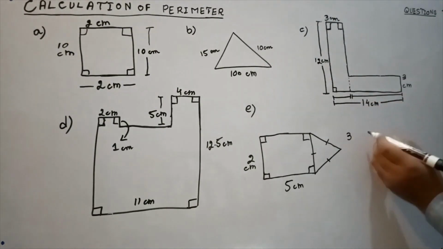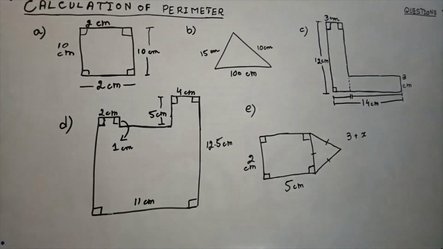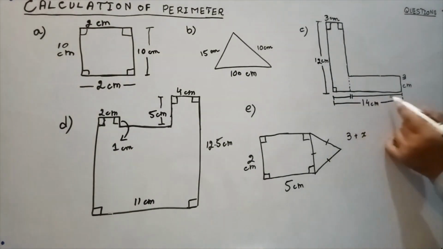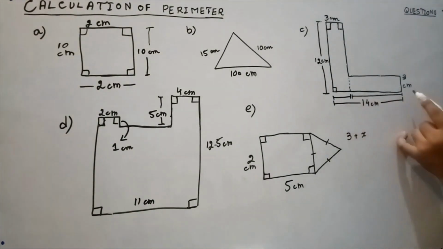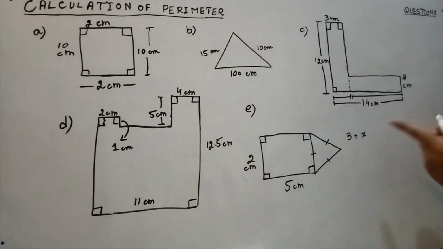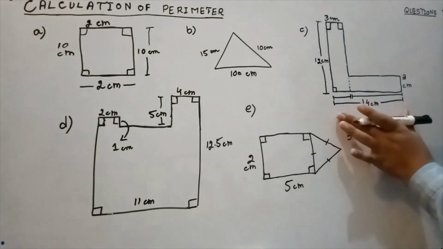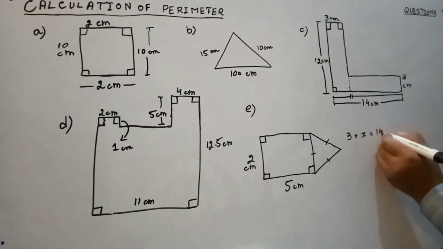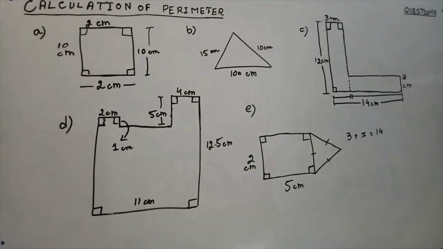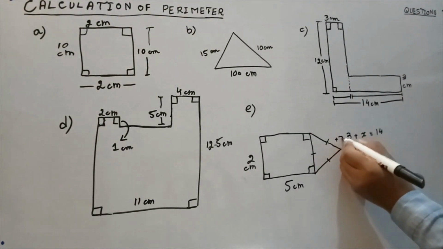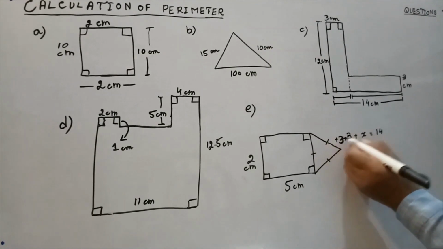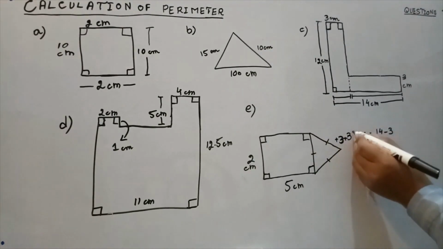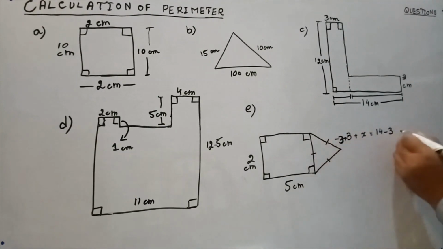This length is 3 centimeters, and this length, which is unknown, which we have to find, let's say this is x centimeters, from here to there. If I add these two lengths, I will get the total length from here to here, which is 14 centimeters. Clear? Now if I want to find the value of x, I can subtract 3 from both sides. Here I have subtracted 3 on both sides.